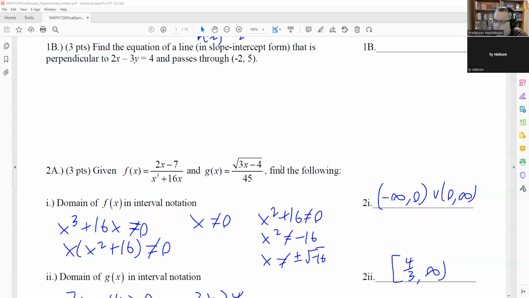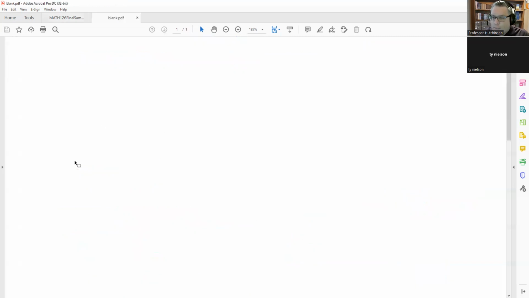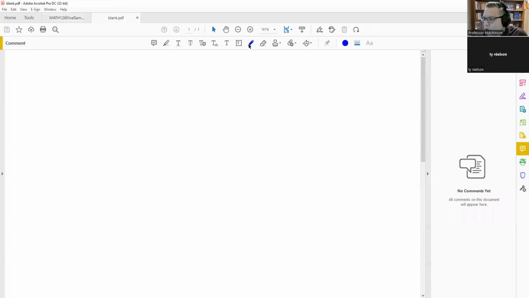Before I do this problem right here, I just want to talk about how you would calculate your grade. I'm going to open up a blank page for us here. I just want to show you, because I always get questions, what do I have to get on the final exam to get whatever grade it is that I'm looking for? So we'll open up a blank page and show you that. This is how you would want to do that.